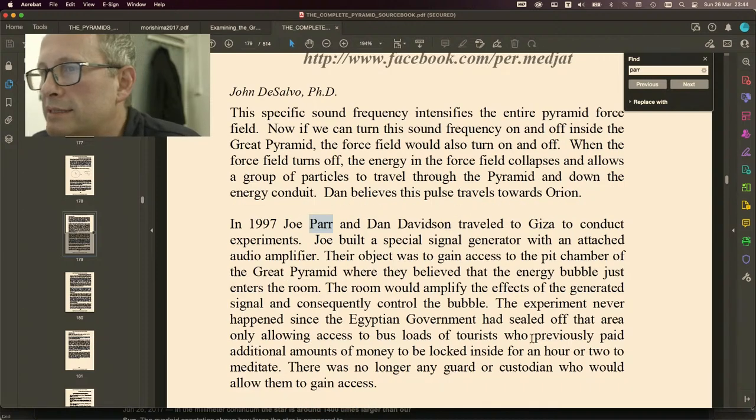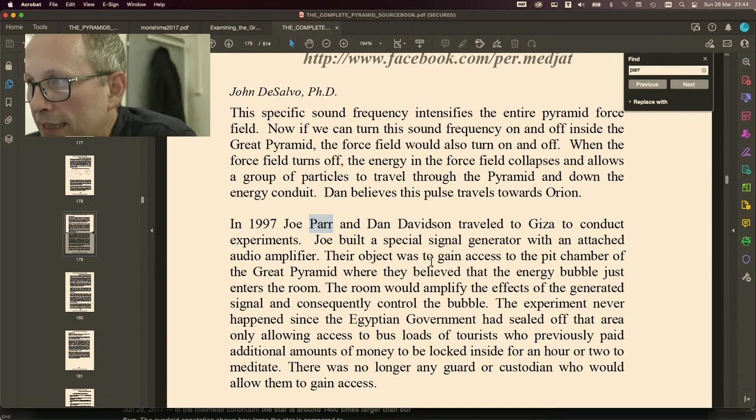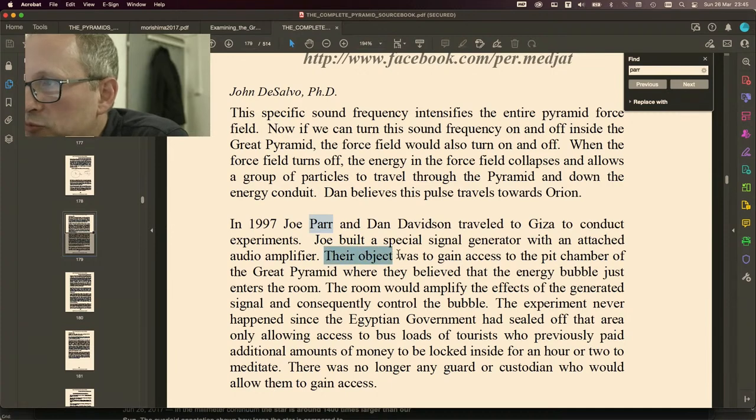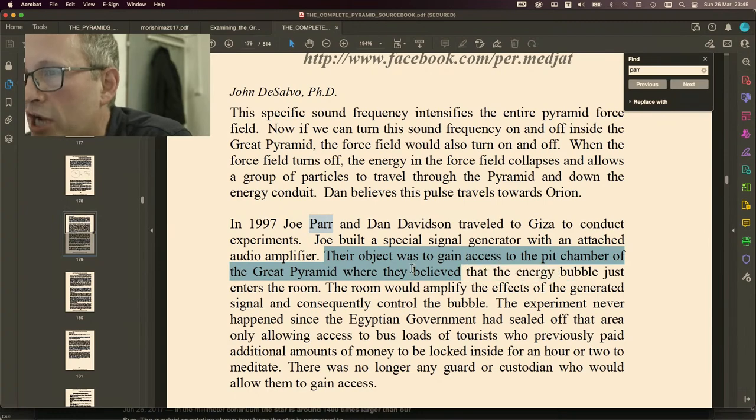In 1997, Joe Parr and Dan Davidson traveled to Giza to conduct experiments. Joe built a special signal generator with an attached audio amplifier. Their object was to gain access to the pit, the subterranean chamber of the Great Pyramid, where they believed the energy bubble just enters the room.